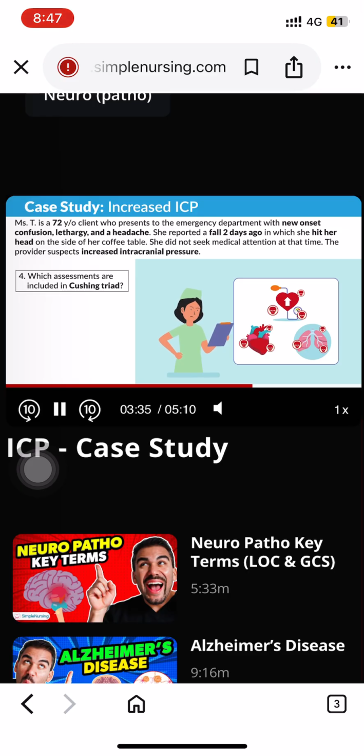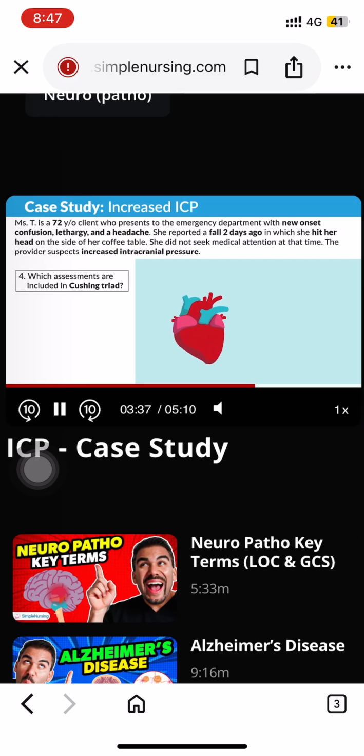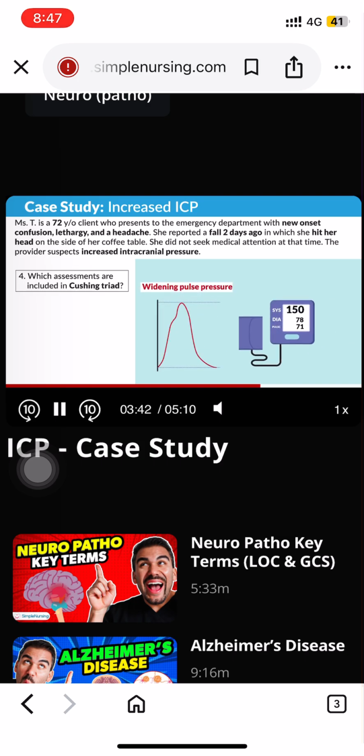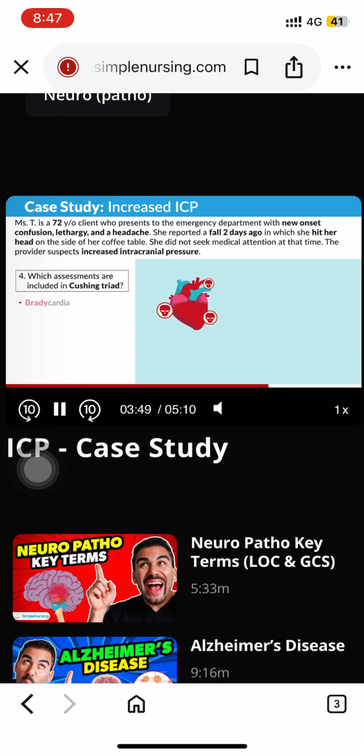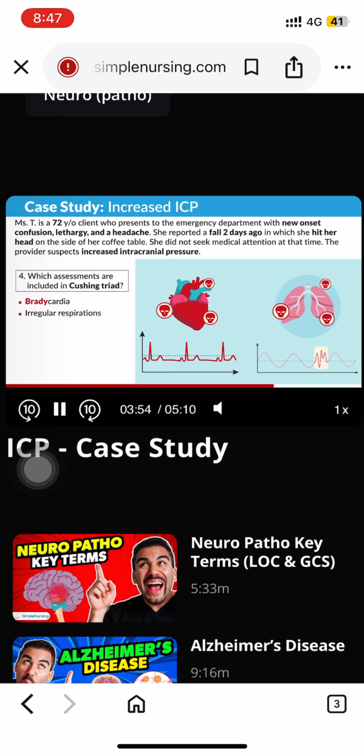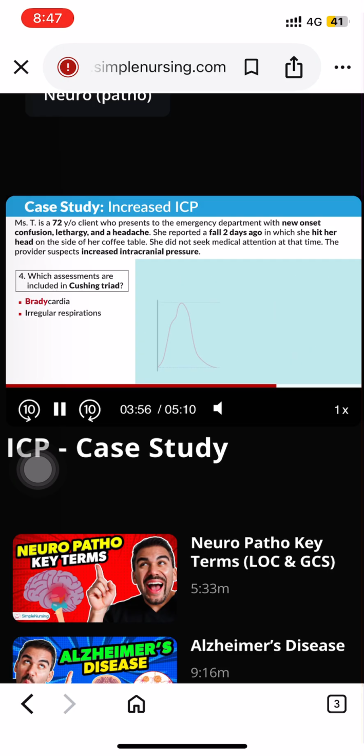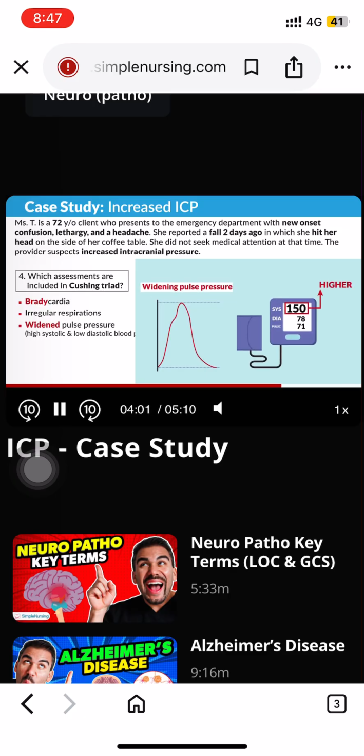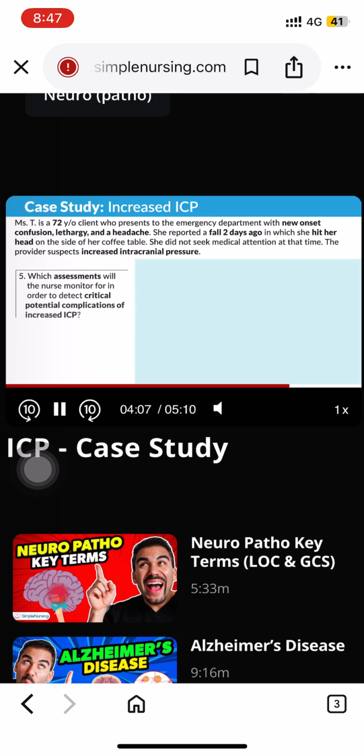So as mentioned before, in Cushing triad, we have a crushed respiratory rate as well as heart rate and widening pulse pressure. Basically, the blood pressure numbers are getting wide apart. So the answers here are bradycardia, that low heart rate, irregular respirations that typically decrease, and lastly, the widened pulse pressure. We have a high systolic blood pressure and a very low bottom number for the blood pressure, that diastolic. Now moving on to question 5.